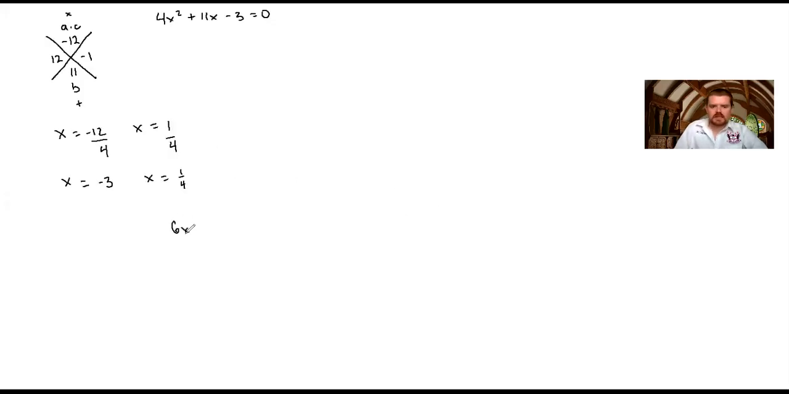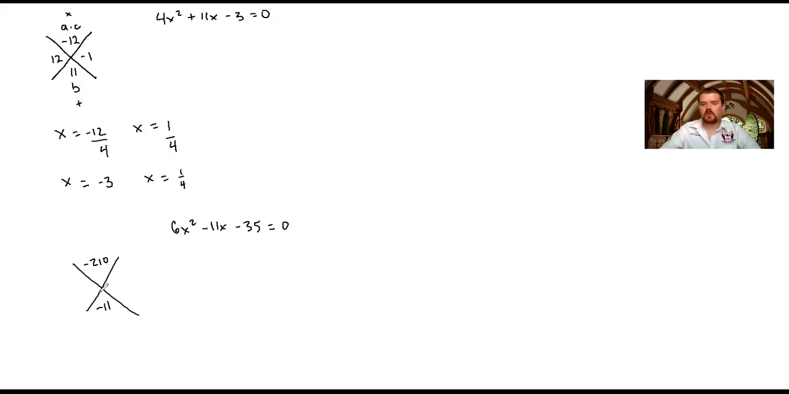Let's look at 6x squared minus 11x minus 35 equals 0. Same thing, we're going to make the x. We're doing a times c. That's a little bit of a higher number, and if you need to use a calculator at this point, that's fine. That's going to be negative 210, and then my b term is negative 11.